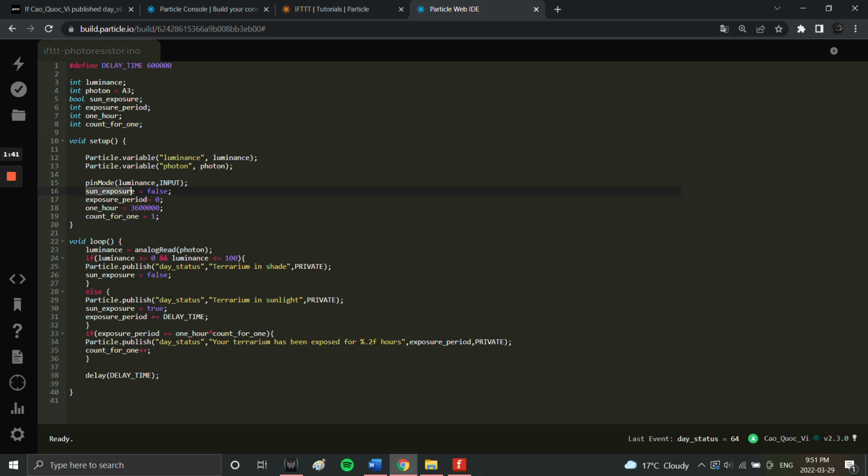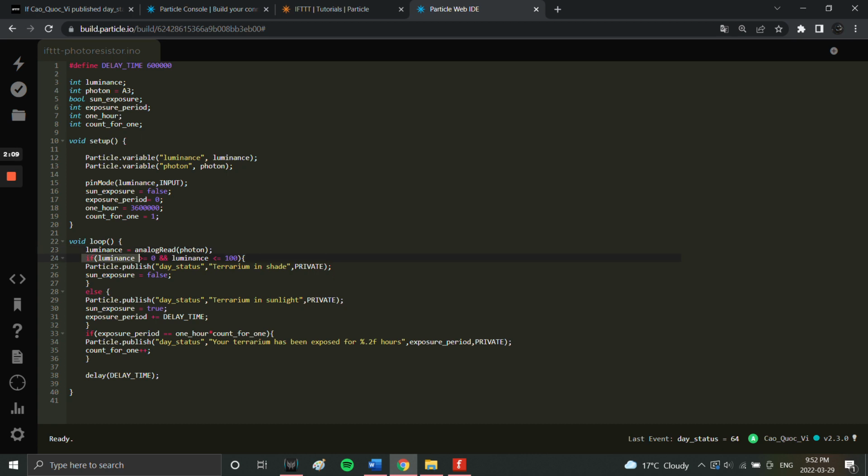So first we set the sun exposure to false, which means we are not in the sunlight, and the exposure period to 0, and the value of 1 hour, the count for 1 hour is 1. And the luminance uses the analogRead function to read the value from the photocell.